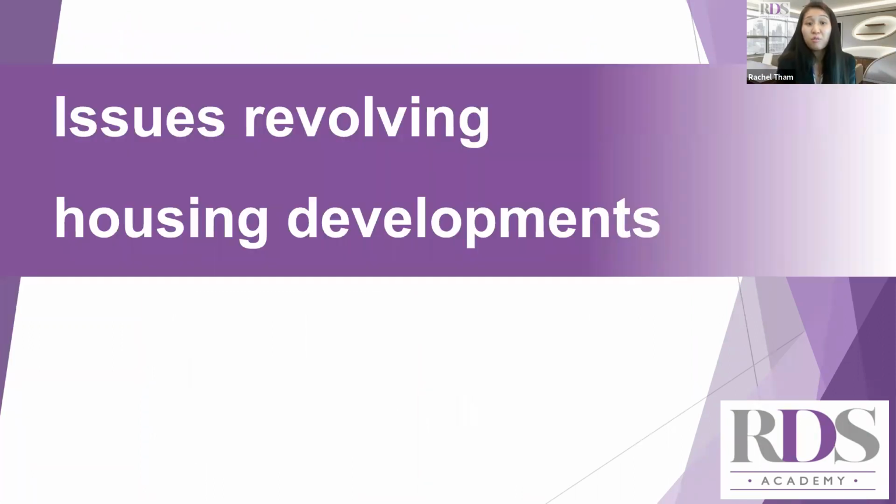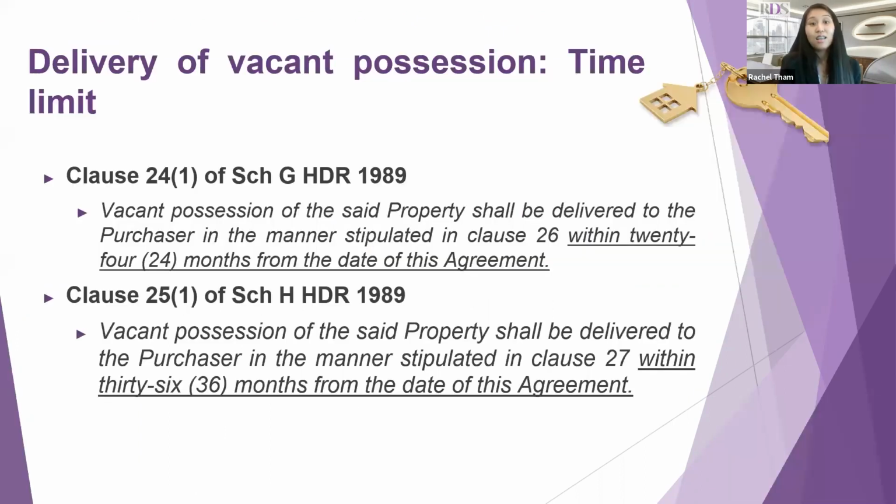There are several issues revolving around housing developments in Malaysia. Firstly, the developer has to deliver vacant possession to the purchaser within the time limit stipulated in the prescribed SPA. Under Clause 24.1 of Schedule G HDR 1989, housing developers are required to deliver vacant possession of a landed home with an individual title within 24 months from the date of the SPA.